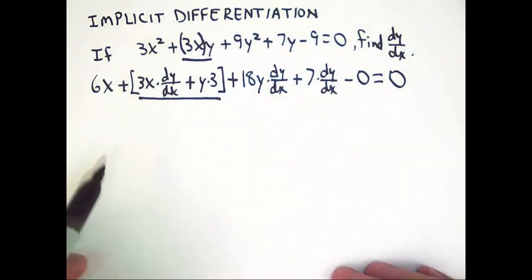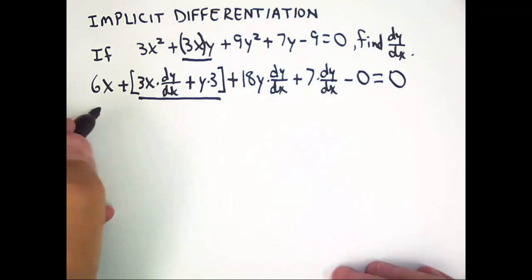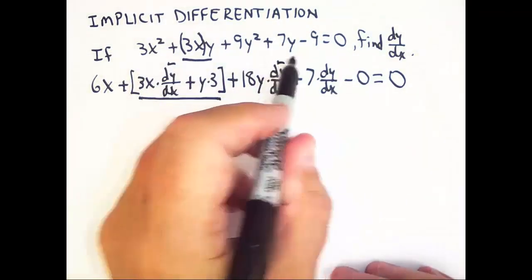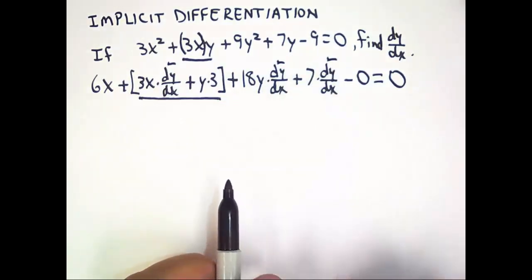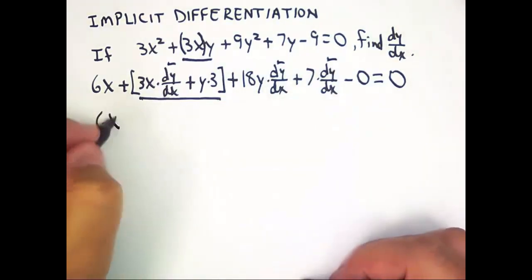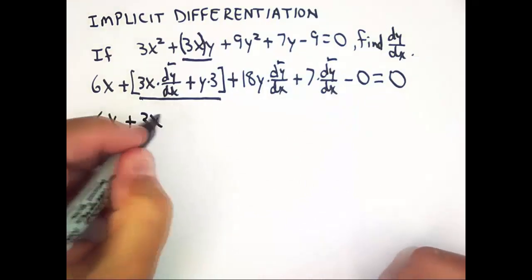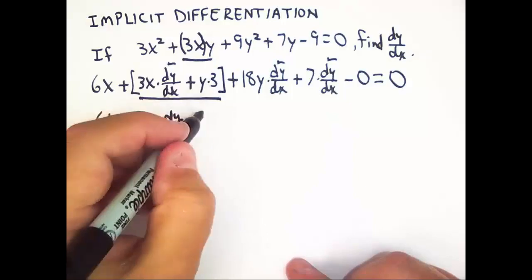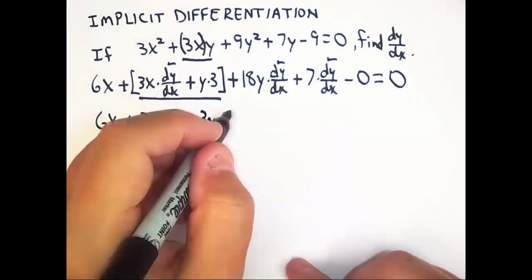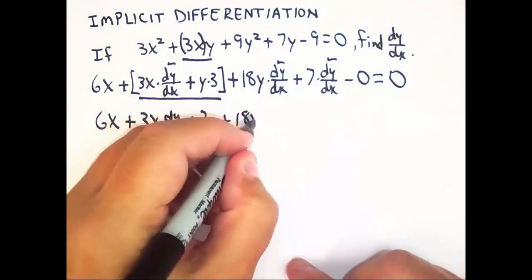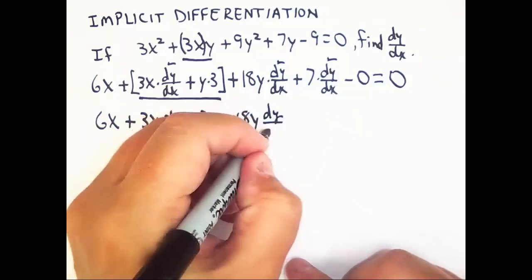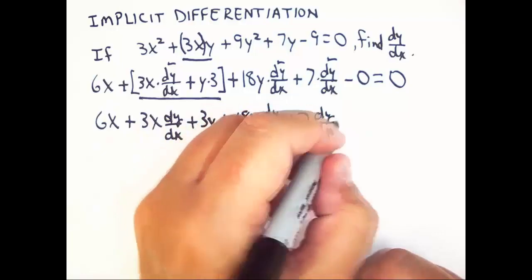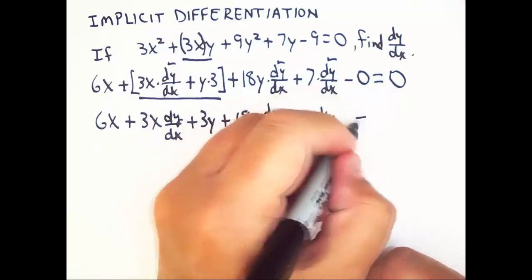Now I want to clean this up a little, make it look better. And I also want to collect the terms that have dy over dx together on one side. So I'll write this as 6x plus 3x dy over dx plus y times 3, more commonly written as 3y, plus 18y times dy over dx plus 7 dy over dx. And then those are all 0, so you just have it equal to 0.